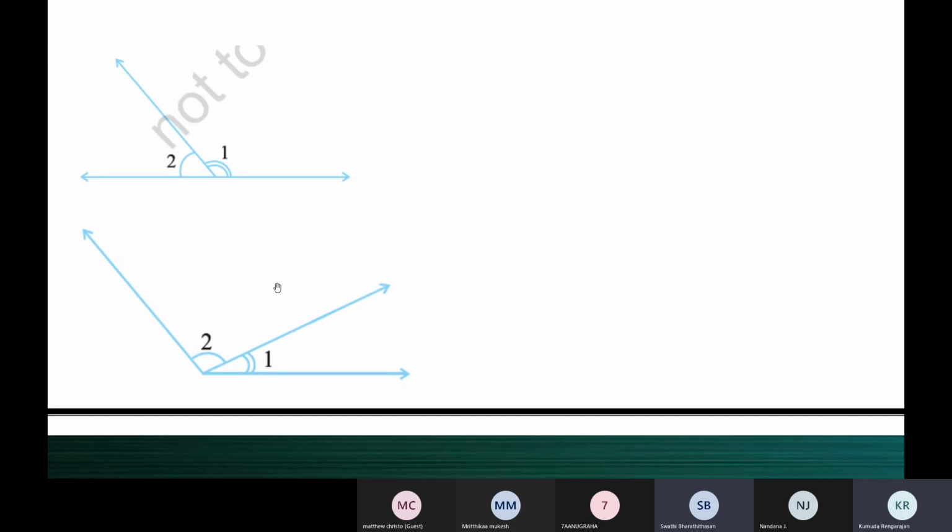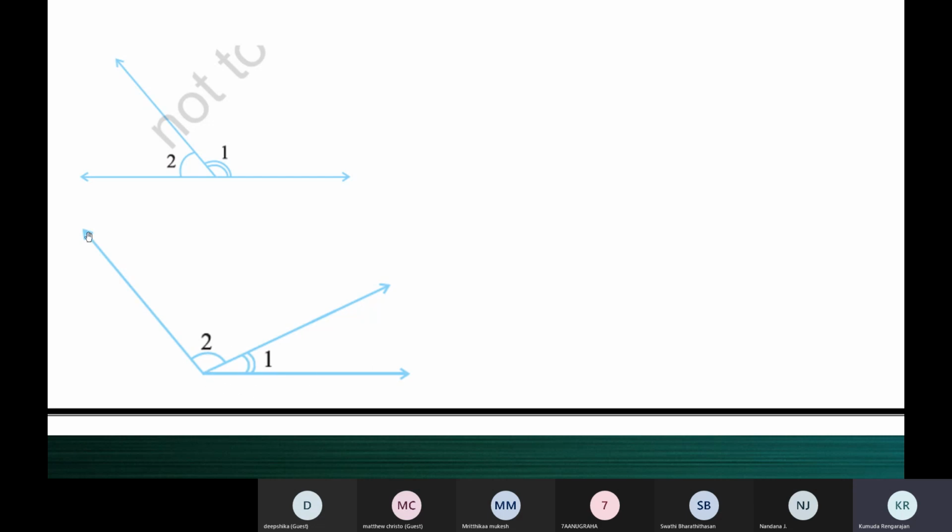Yeah, so here you can see these angle 1 and angle 2 are adjacent angles, but they are not supplementary. Only when adjacent angles form a linear pair, they are supplementary. Adjacent angles are not always supplementary. Like in this case, angle 1 and angle 2 are adjacent angles, but they are not supplementary. They don't form a linear pair.